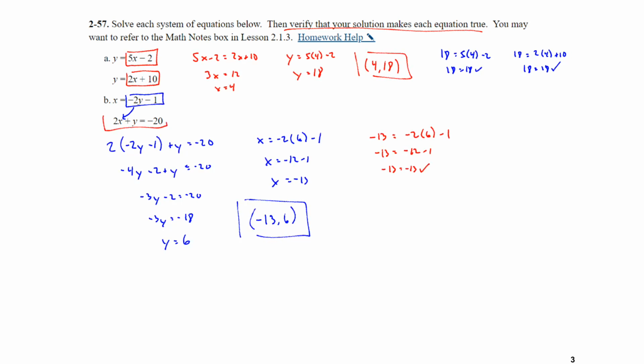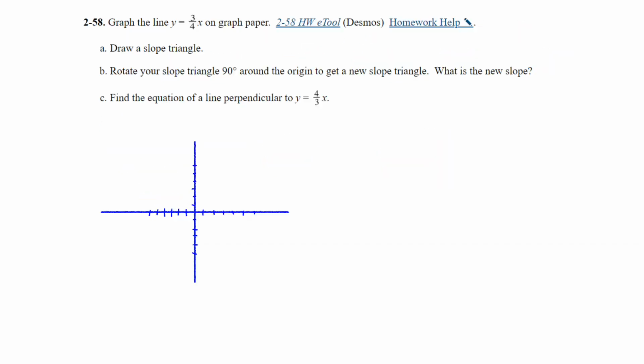Now we're going to plug it into the second one. 2 times x, which is negative 13, plus y should equal negative 20. So that's negative 26 plus 6. Negative 26 plus 6 is negative 20. So once again, it checks. So that's how you can solve a system. I use the equal value method on A and substitution on B.